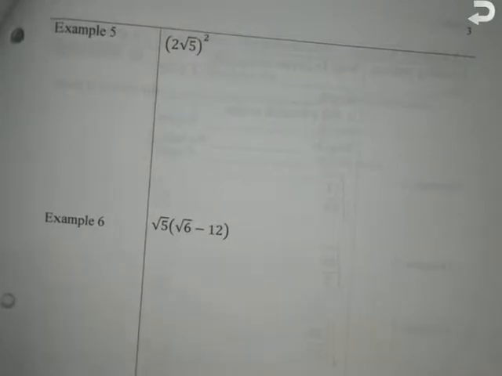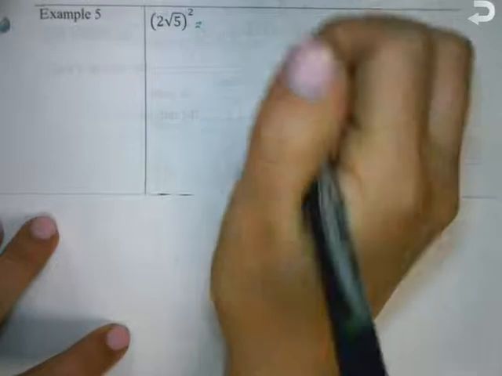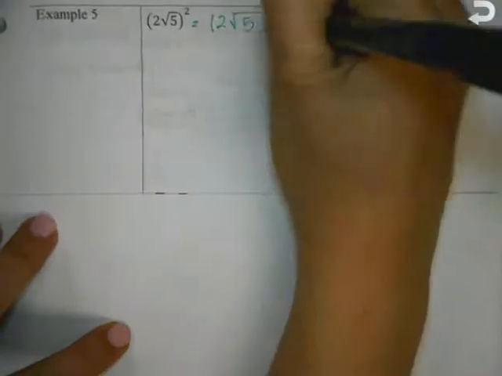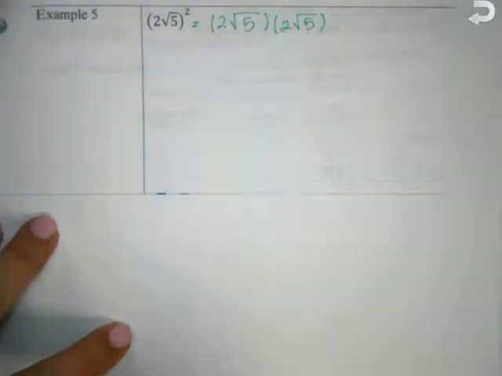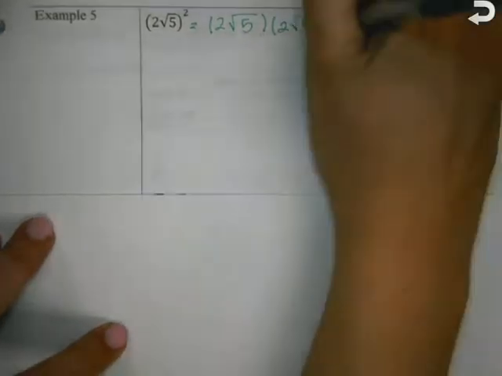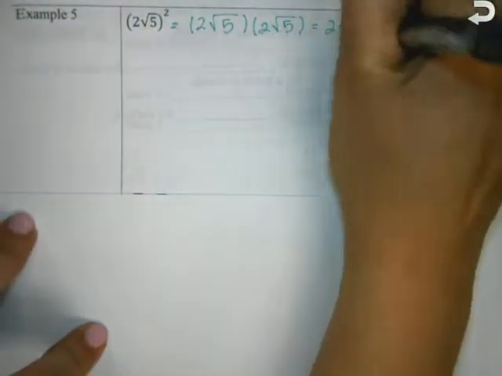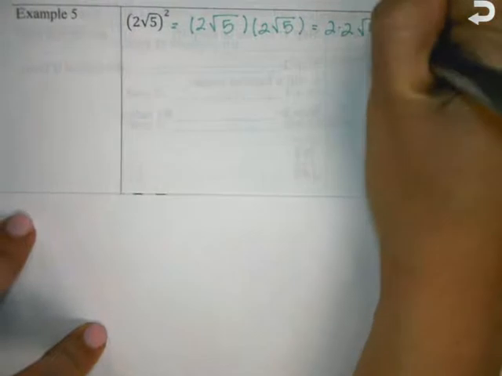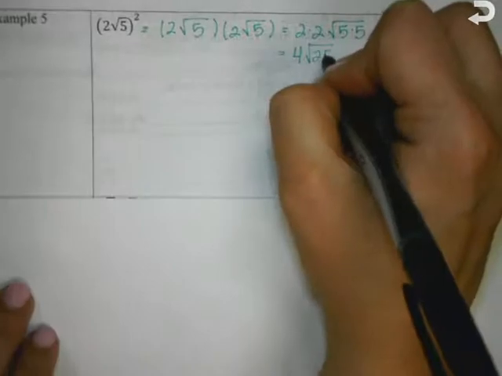Okay, so example 5. I'm going to show you the long way first, and then we will find the shortcut. So, 2 square root 5, all of that squared. What's that the same as saying? 2 square root 5 times 2 square root 5. And we can do that, right? That is 2 times 2 times the square root of 5 times 5. So what would that answer be? 4 square root 25. And what's the square root of 25? 5. So this is 4 times 5, which is 20.